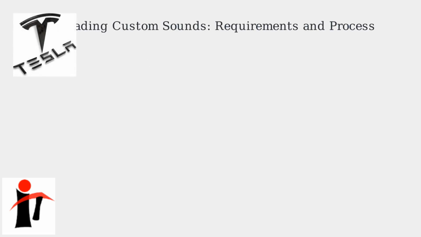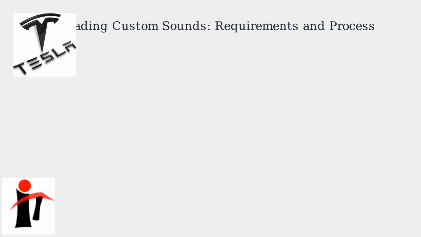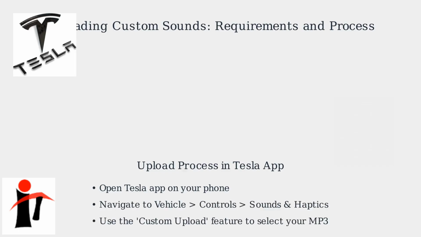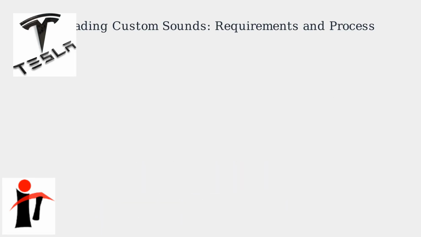To upload a custom sound for your Tesla, your MP3 file must be no more than 5 seconds long and under 1 megabyte in size. This ensures the sound loads quickly and doesn't consume excessive storage space. In the Tesla app, use the Custom Upload feature to select and upload your prepared MP3 file. Access this through the Vehicle Controls section.